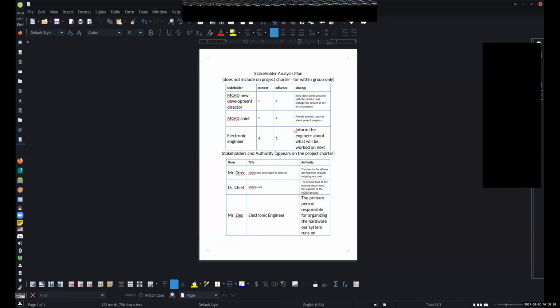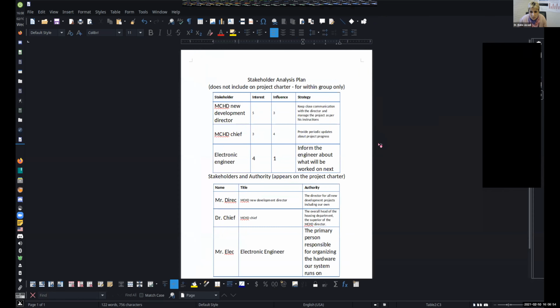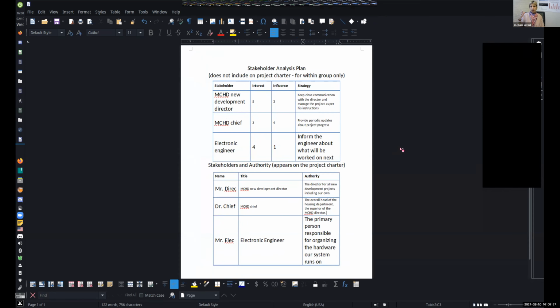Yeah, I can go next. Go ahead, share yours. This is Quinlan Tisdale's screen. Take a look. New development director, high interest, moderate influence, keep close communication. Yep, that's good. Let's look at your table because I think you're the first one who has that second table. So talk about the authority. The second table, after you run it by your group members, can go to your project charter. But the first one is for use within the group only. Good job, Quinlan. Who's going to go next?